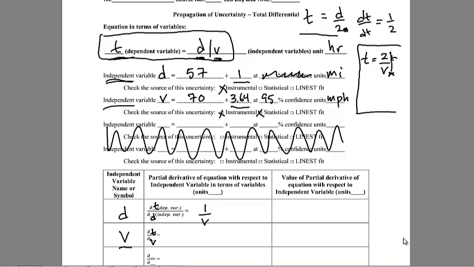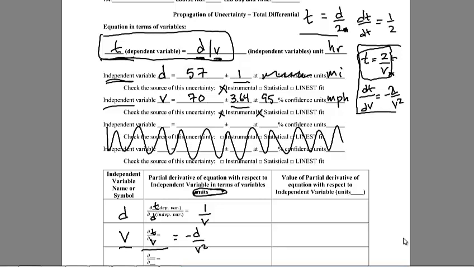So finding the derivative of this equation is a little harder than the last one, but it's still not as complex as it might have seemed when we first talked about taking a partial derivative. So I'm going to do that now for this part down here. If I take dt/dv, we're going to end up with negative d over v squared.